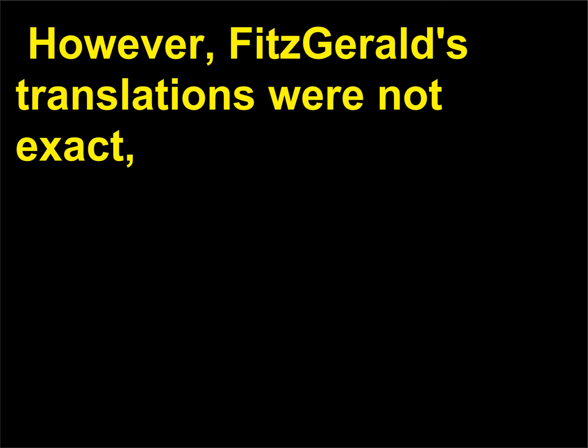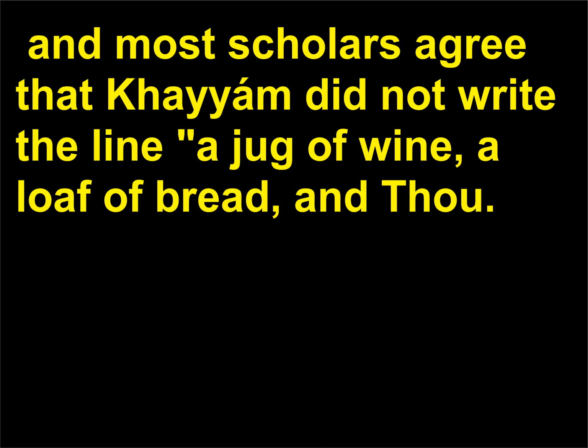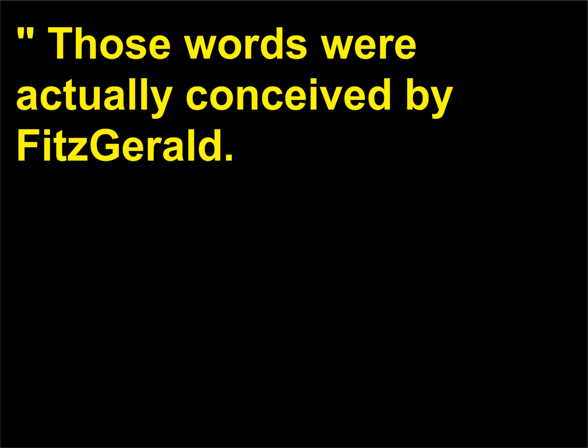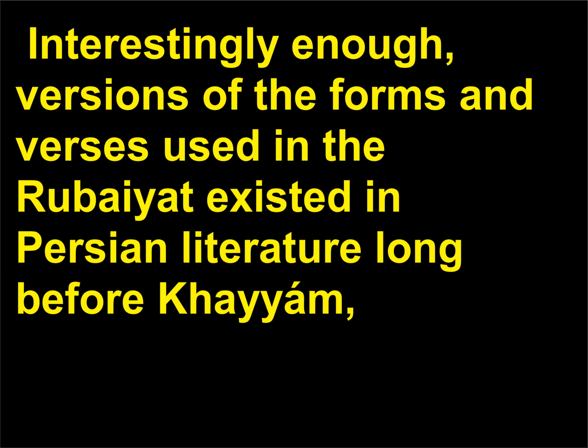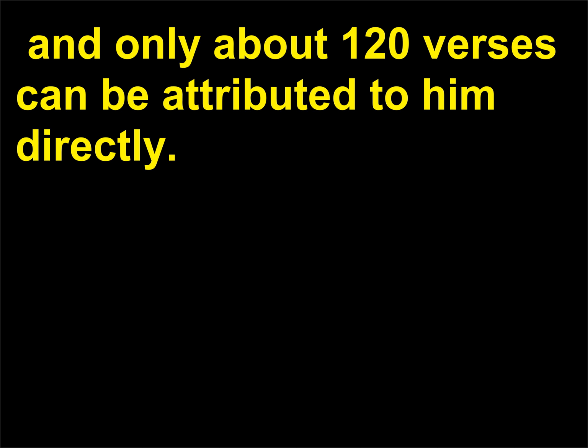However, Fitzgerald's translations were not exact, and most scholars agree that Khayyam did not write the line "a jug of wine, a loaf of bread, and thou." Those words were actually conceived by Fitzgerald. Interestingly enough, versions of the forms and verses used in the Rubaiyat existed in Persian literature long before Khayyam, and only about 120 verses can be attributed to him directly.